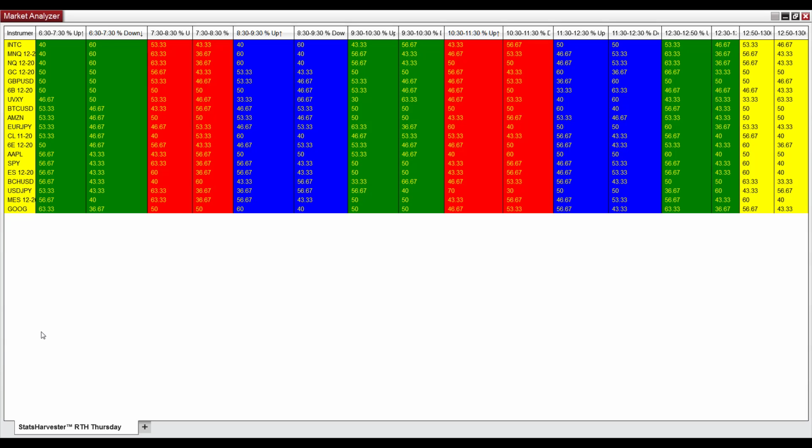Initially, that is the only information I want. Of course, I'm going to filter down this list by quite a bit, and I'm going to show you exactly how I filter this list once I identify the best potential trades I should consider trading, strictly based on the past odds as shown to me in Stats Harvester via Market Analyzer. Now, I only consider potential trades where I have a past statistical edge of 60% or more in my favor.